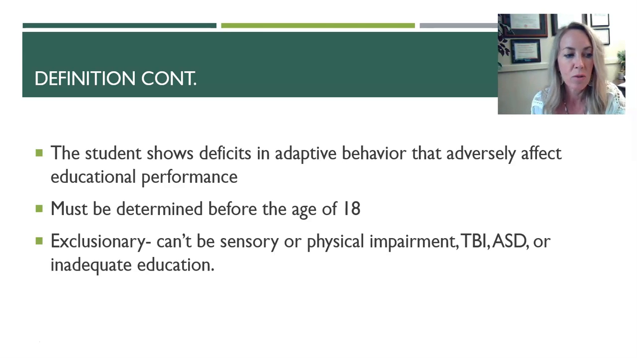The definitions do indicate that it has to be determined before the age of 18, and the exclusionary criteria would be a sensory or physical impairment. If a student has both an intellectual disability and a sensory or physical impairment, then they would be identified and served as having multiple disabilities. If a person has a traumatic brain injury that causes low cognitive skills and adaptive behaviors, they still would be served as having a traumatic brain injury.